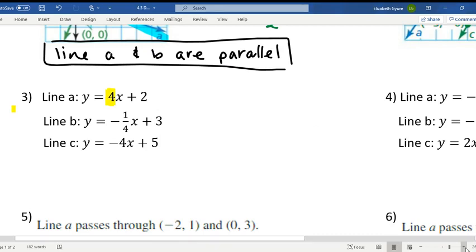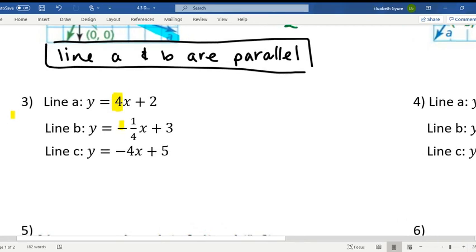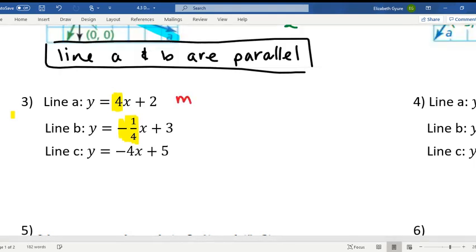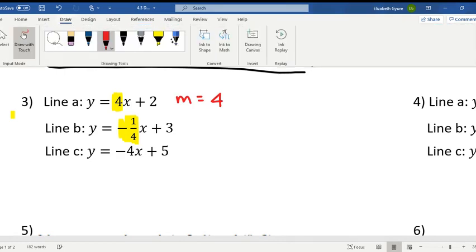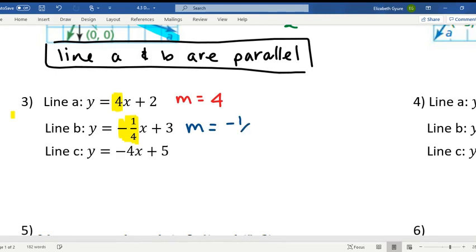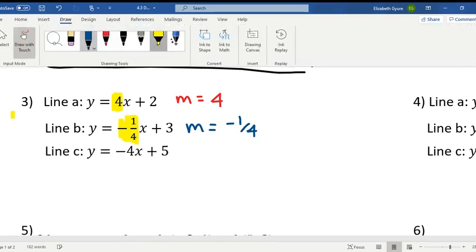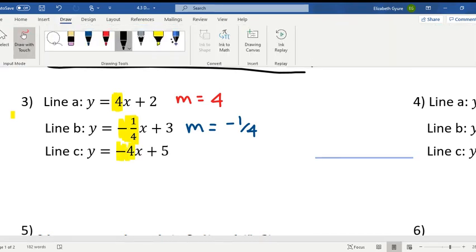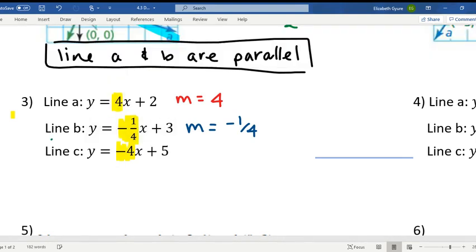Annalise, what's the slope of line B? -1/4. And so if you want, you can write them off to the side if you think that would help you. So this equals 4. This one is -1/4. And then what's the slope of line C? Yep. Slope of line C is -4. Good.